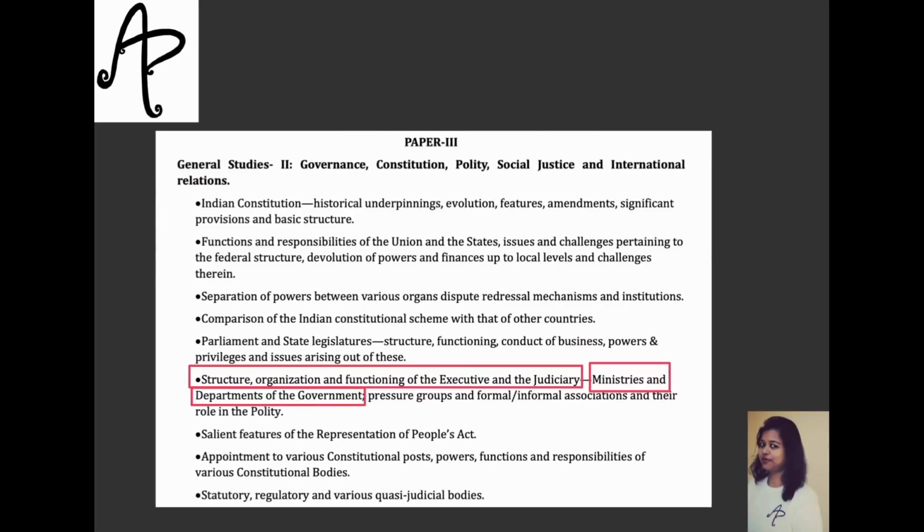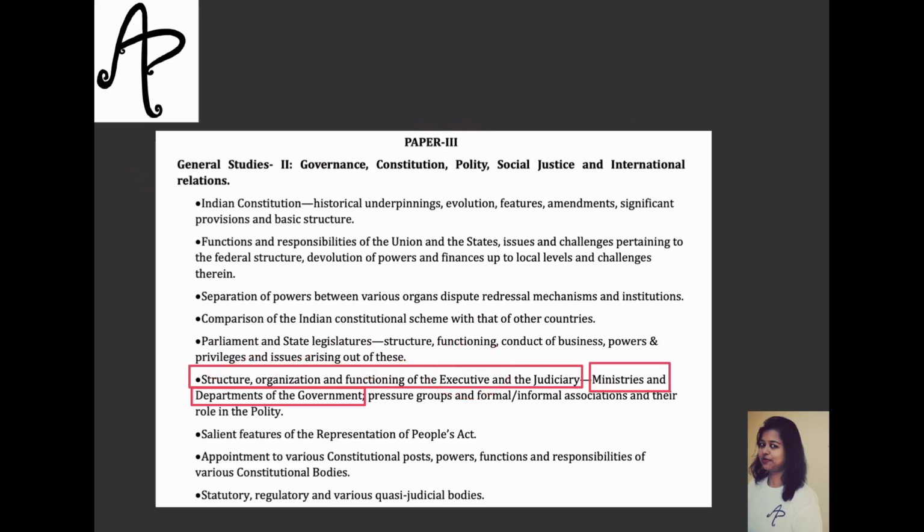Okay, in your syllabus, which is your paper number 3 GS2, you have this section which says structure, organization and functioning of the executive and the judiciary. This is on legislature, which we'll do further once we finish executive, and judiciary also for the time being we are not doing. So just focus on the three keywords: structure, which we'll take up in this video, organization and functioning of the executive. So here you have to do both union and state executive.